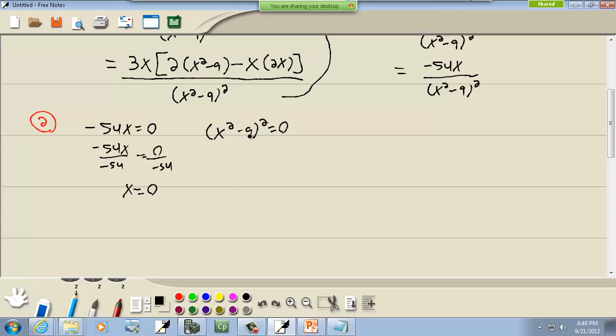On this one on the right, remember what I said, if you have parentheses to a power equal to 0, you can just drop your power. So this becomes x squared minus 9 equal to 0. And I'll take the negative 9 over, becomes a positive 9. Use the square root property. I'll drop a square root off, and I'll put a plus or minus square root around the other side. And that gives us x is equal to plus or minus 3. And these are our critical values.